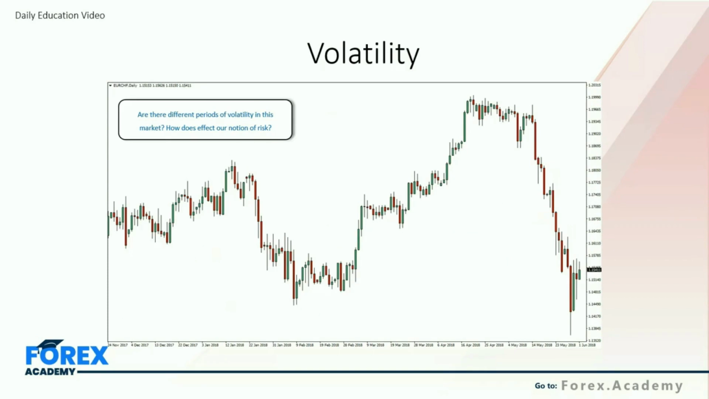Are there different periods of volatility in this market, and how does this affect our notion of risk? The answer is, of course, yes. So here to the left-hand side, we can see the market trading with a little area of price consolidation, just drifting up with lower lows. Then that changes, and as these levels break, we see heightened volatility. Look at some of the candlesticks there, giving us the signal that there's more volatility in the market.